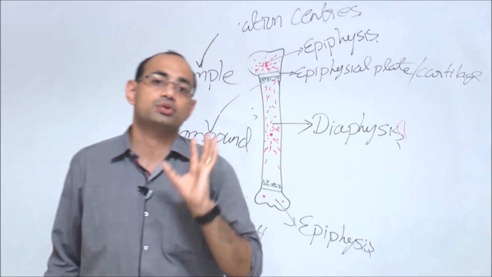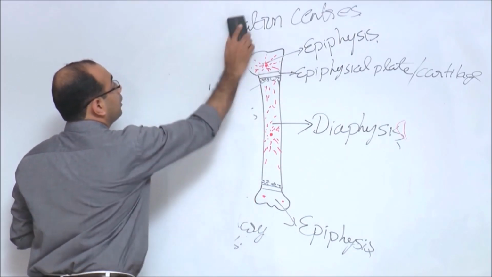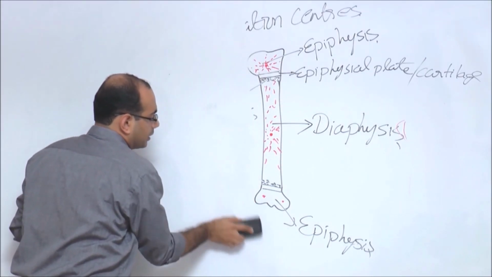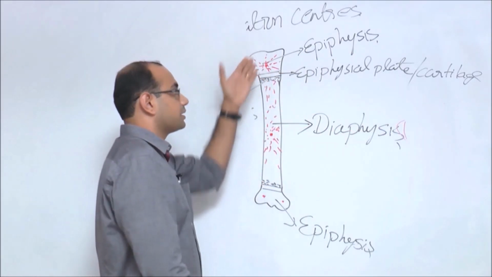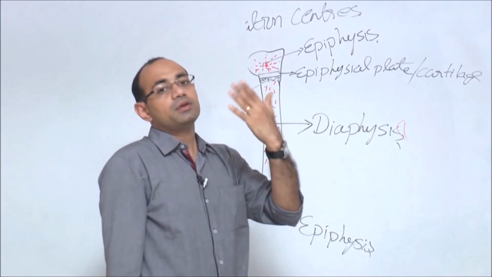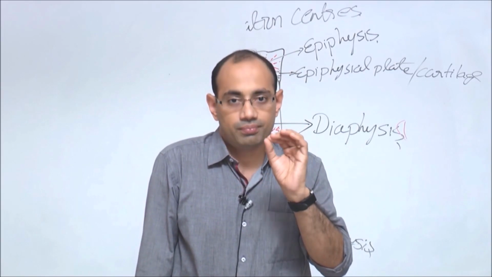The last question in osteology, which is very important here, is the blood supply of a long bone. So what are you going to write about the blood supply of a long bone? First of all, you mention which all are the parts there. Then you would have to say about the 4 important groups of blood vessels.